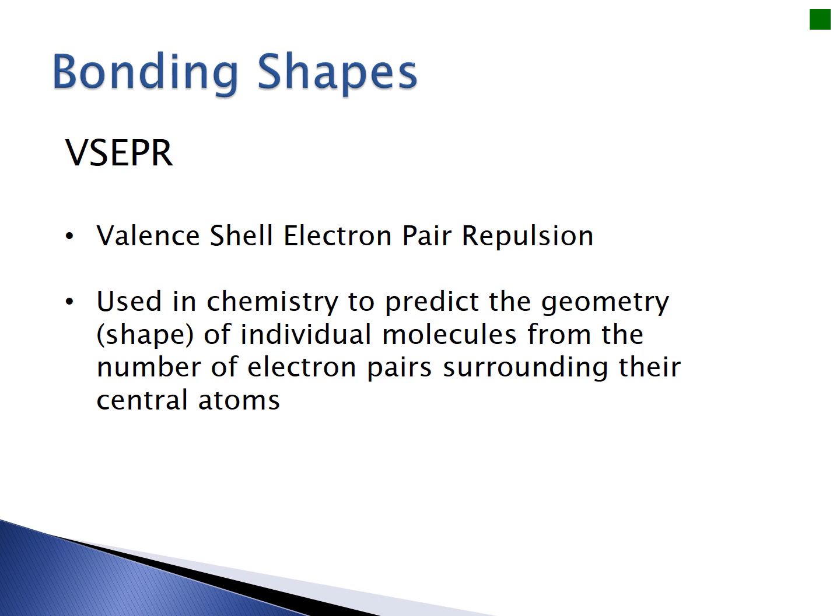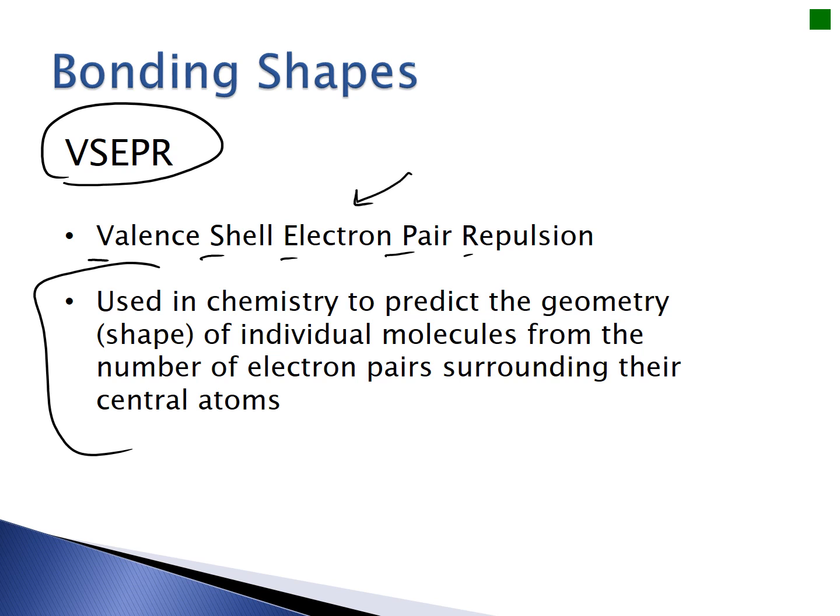So what happens is that we've got this theory, and it's called the VSEPR theory. So valence shell electron pair repulsion. And what that does is it's used in chemistry to predict the shape that an individual molecule will take on. What this means is, because electrons are negatively charged and you're putting them by other electrons, which are also negatively charged, they want to be as far away from each other as possible. So they're going to take on a shape in 3D where these electrons are as far away from one another as possible. So let's look at an example.